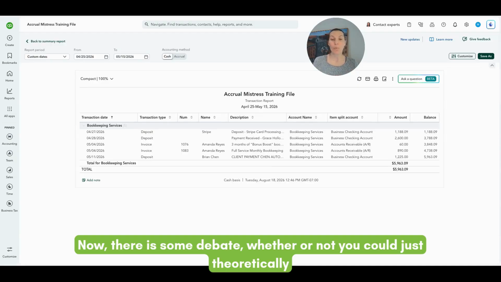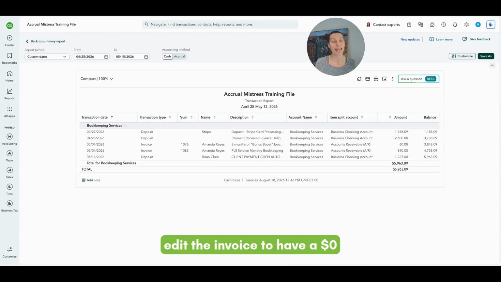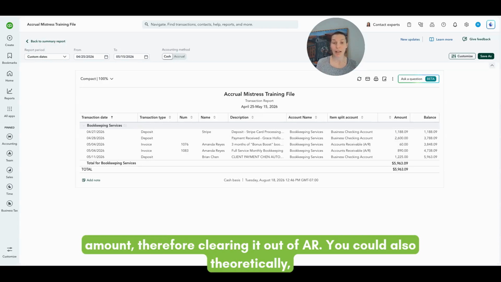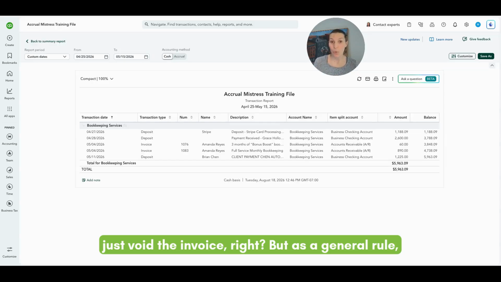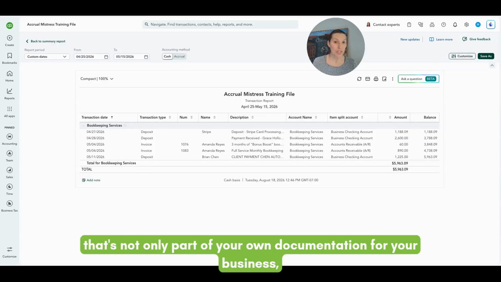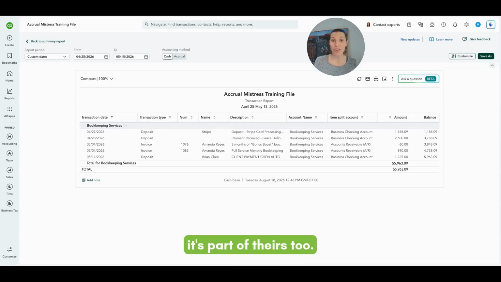Now, there is some debate whether or not you could just theoretically edit the invoice to have a $0 amount, therefore clearing it out of AR. You could also theoretically, if your client wasn't relying on that documentation, just void the invoice, right? But as a general rule, once you've sent an invoice out to a client, that's not only part of your own documentation for your business, it's part of theirs too.